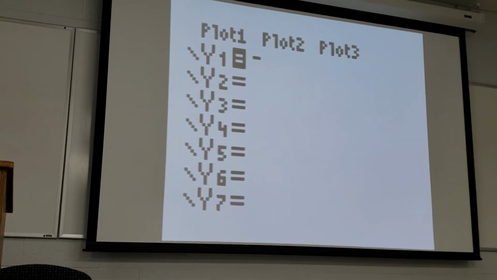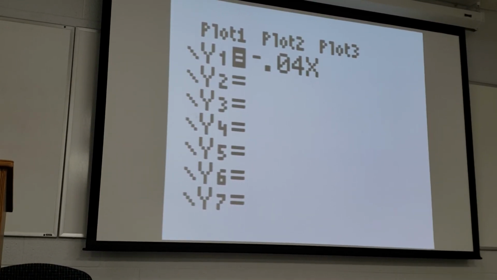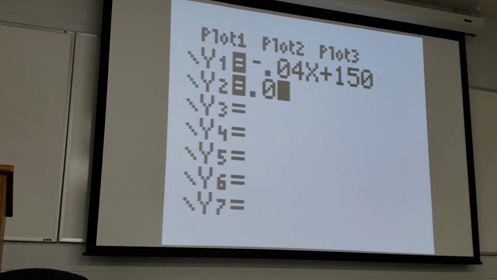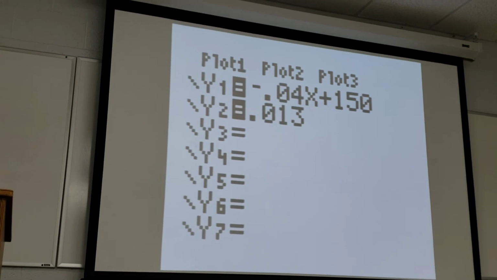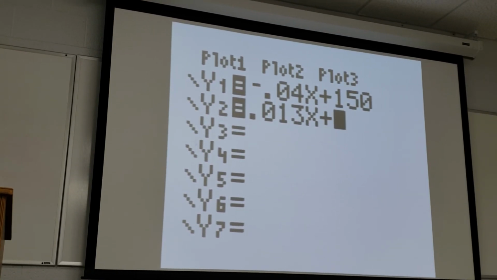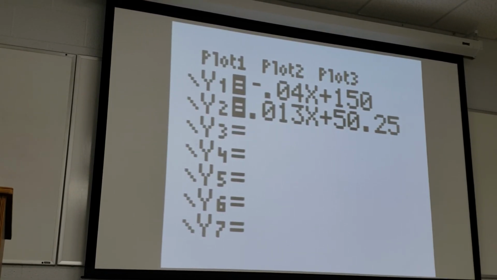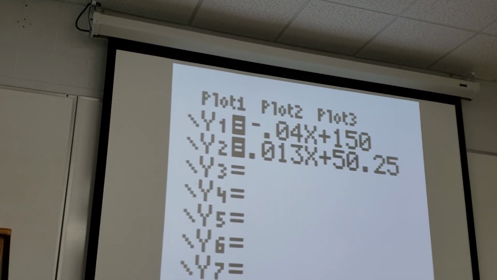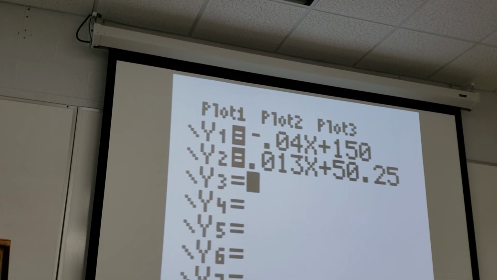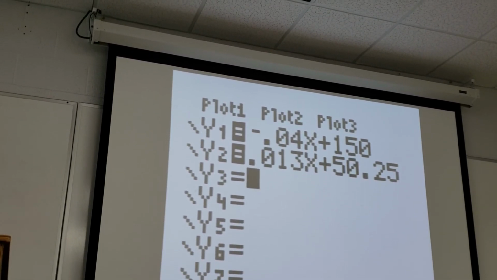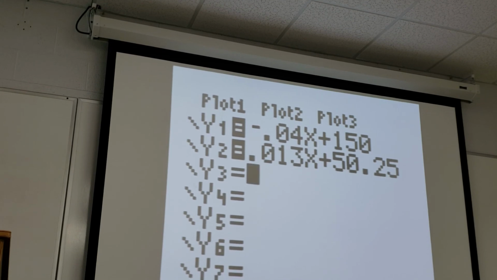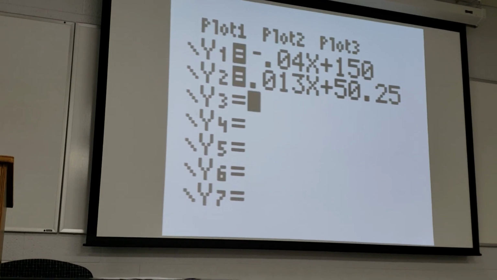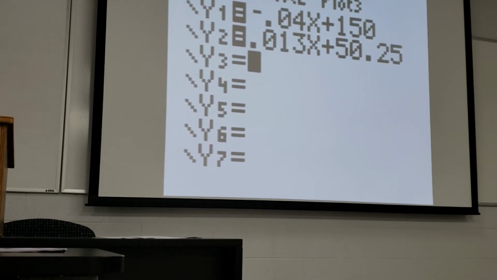It's negative 0.04x plus 150 and 0.013x, if you add these two, plus 50.25. When we finish, hopefully they'll cross at 74.65, 1,883. So you gotta make sure you put it in this. Sorry. And I know graph better than that. Thank you.